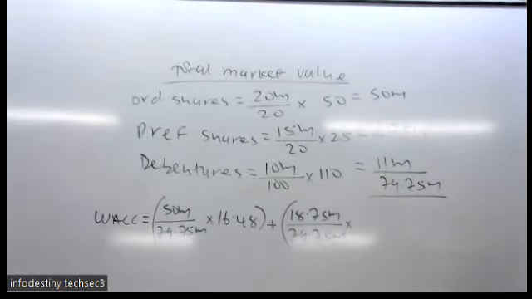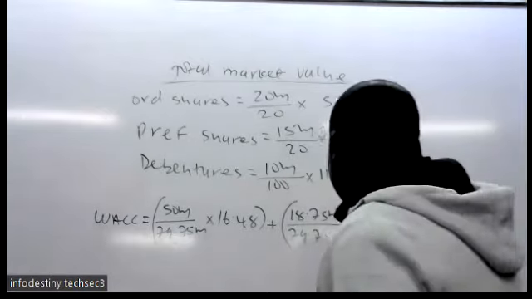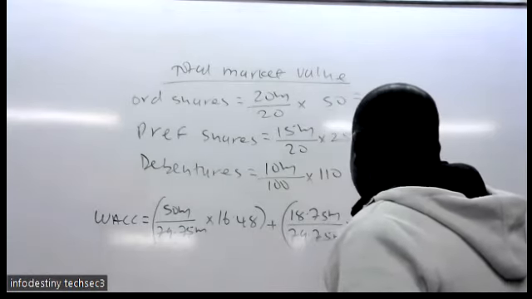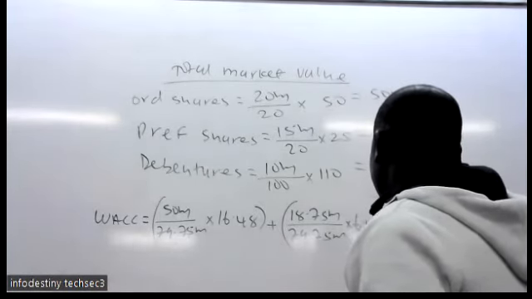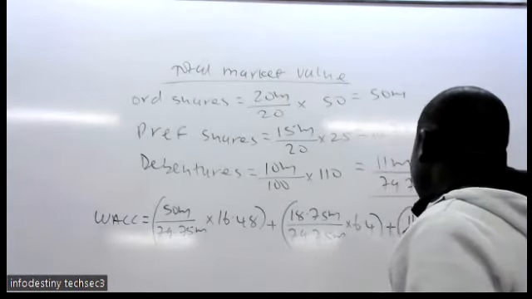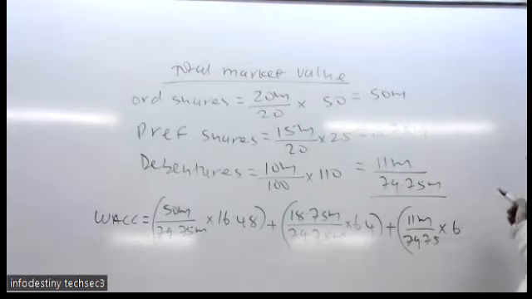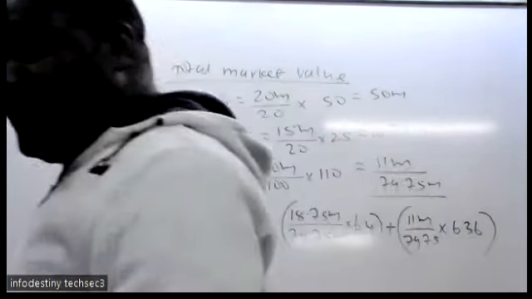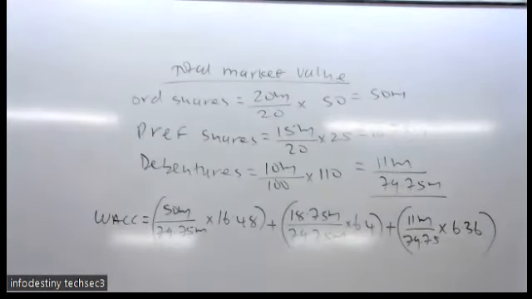The one for the preference share? Yes. The one for the debentures? So there is that plus. So this is 6.4. And now 11 million divided by 79.75, multiplied by the cost of the debenture, 6.36. So you add them together. That should give you the WACC.